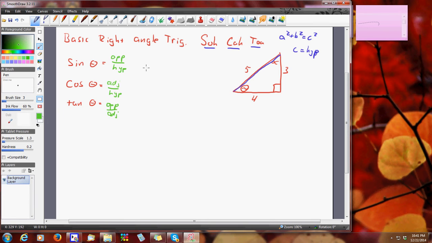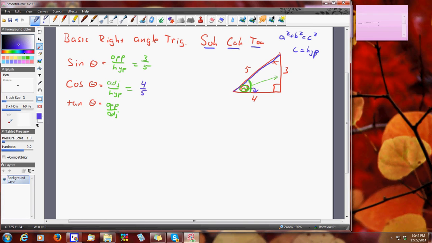And so for sine of theta, here's my angle, and I need to find out which side is opposite the angle. Well, that side is opposite the angle, so it's 3, and my hypotenuse is 5. For the cosine, which side is adjacent to the angle? Adjacent means next to, and so that's going to be 4, and my hypotenuse is 5.